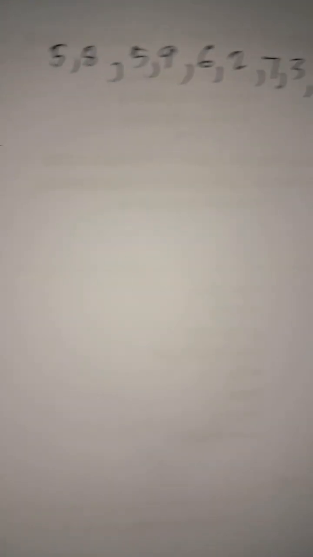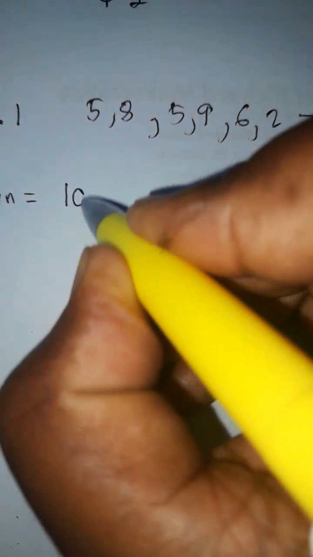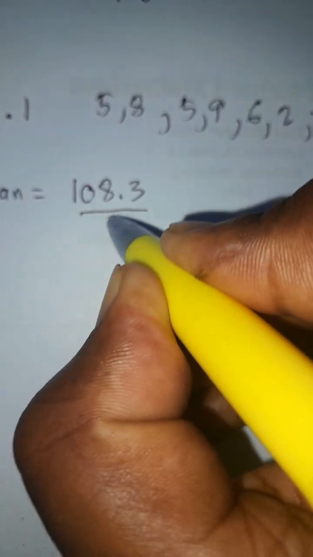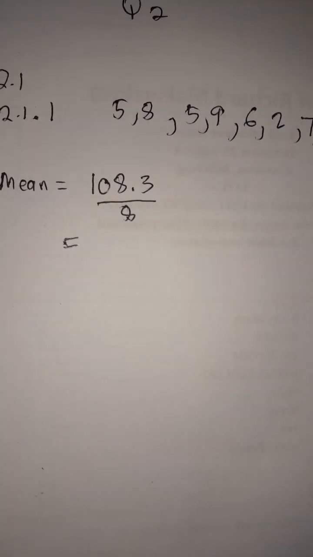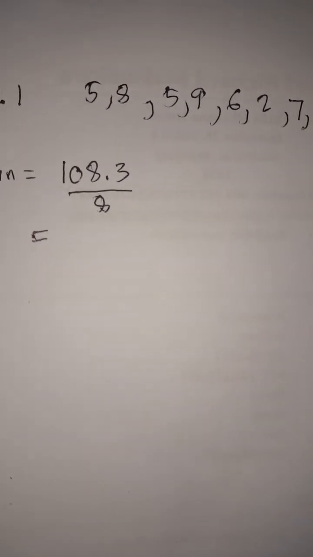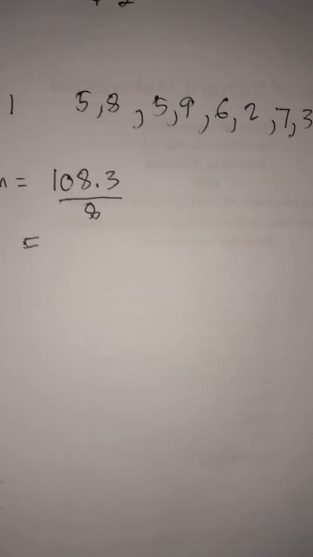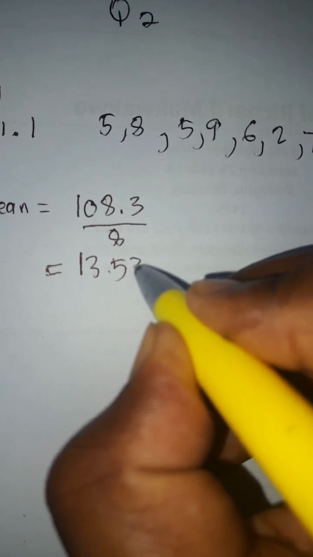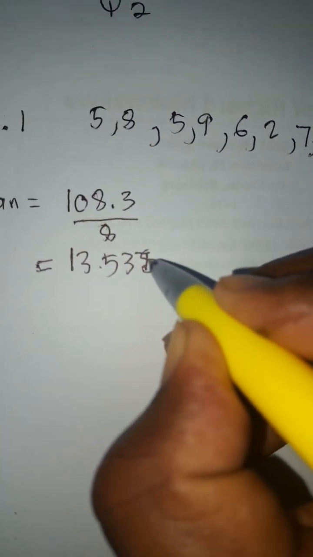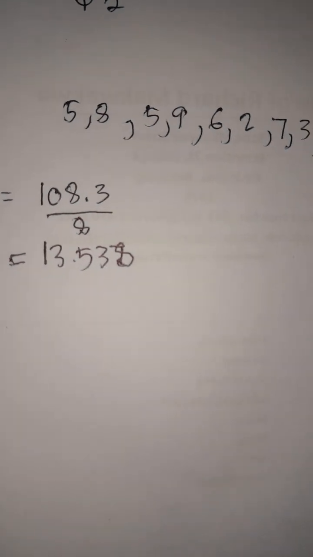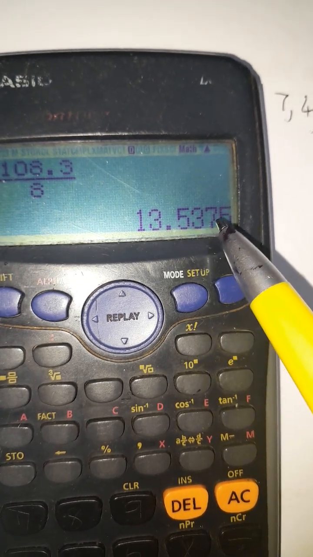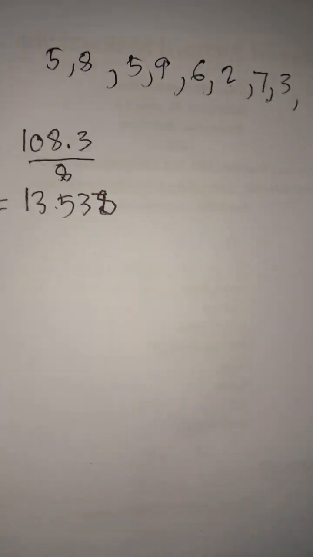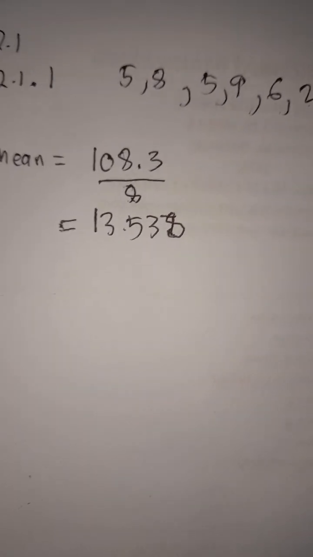When you add all of these numbers, you are going to have 108.3. Remember, 108.3 is the sum, then divided by 8, the number of reports that were conducted. So 108.3 divided by 8. What is that? We get 13.537. Yes, it's correct to 2 decimal places if you're using your calculator. So using a calculator, this will be 13.54. So that's the solution there at 2.1.1.